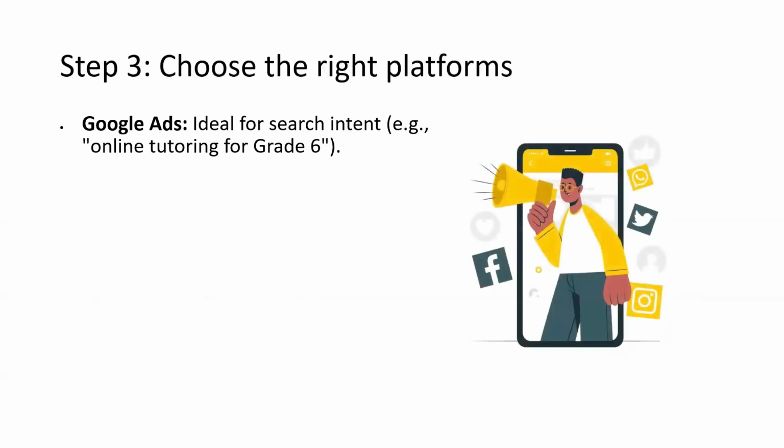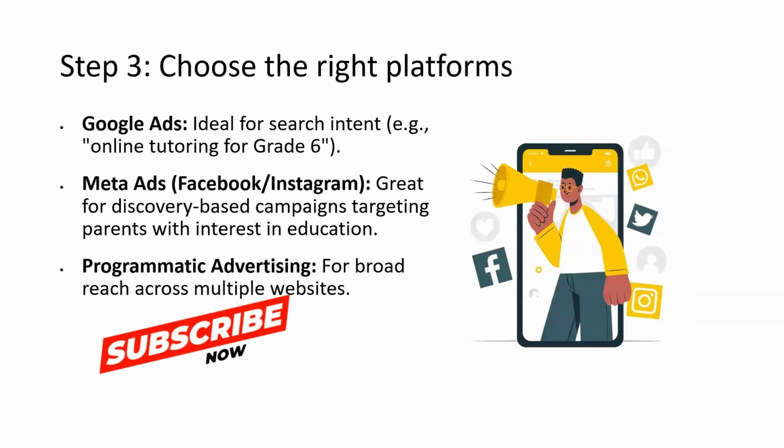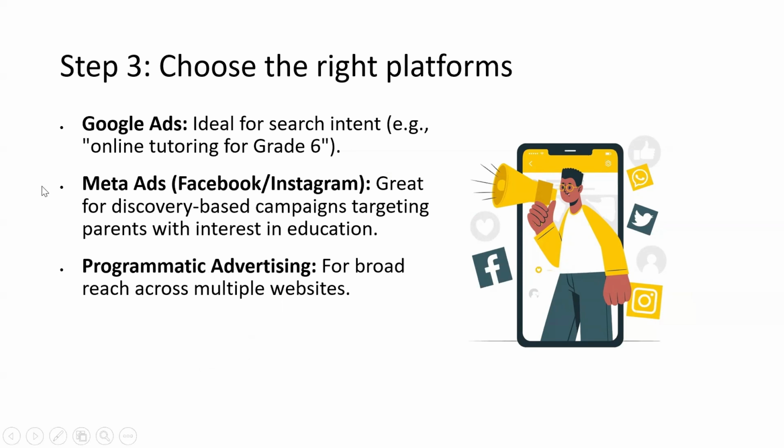Then step number three is choosing the right platforms. If it's a search intent campaign, the ideal platform would be Google Ads. Let's say the query could be online tutoring for grade 6 students. Then Meta ads are great for discovery-based campaigns, where we can target parents with interest in education. Now here I'm taking an example of an educational app for grade 6 students.